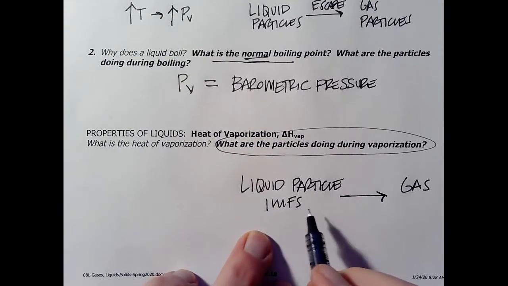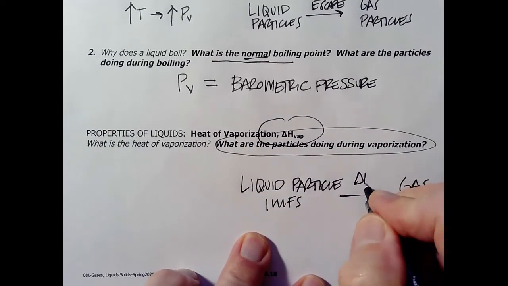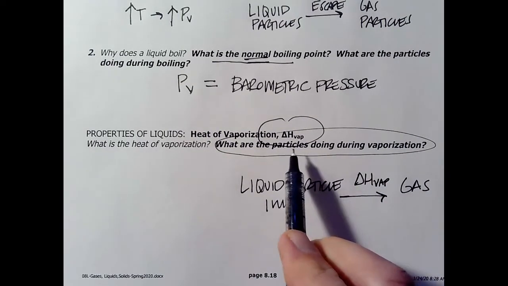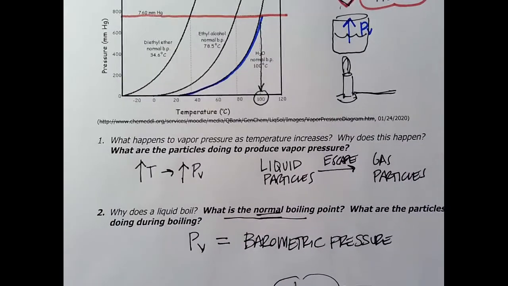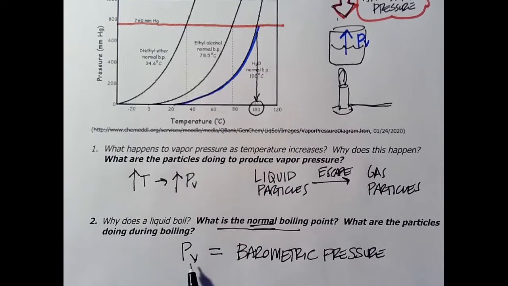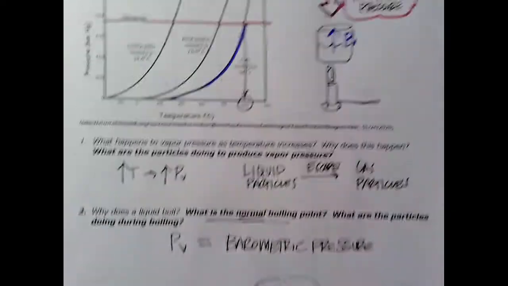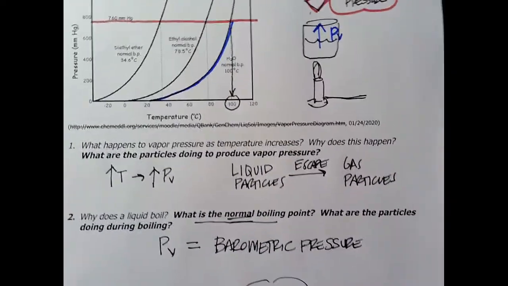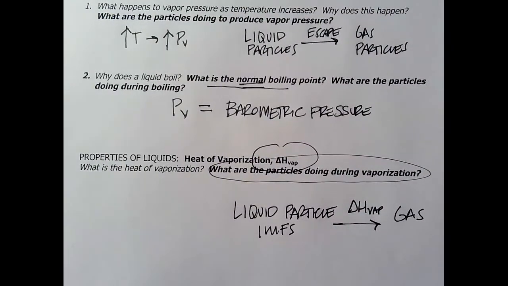What did it take to break that? This heat of vaporization, delta H vaporization. I have to add a certain amount of energy in to break these up to turn them into gases. So big ideas. Boiling happens when the vapor pressure reaches barometric pressure. We start seeing the bubbles escape. And that heat that we were adding in up here raised the temperature, and then ultimately that heat had to break up the liquid particle IMFs.